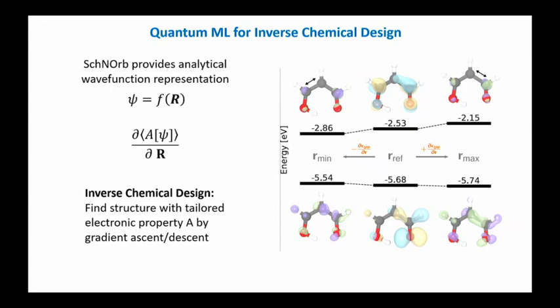So we can ask questions like, give me the structure that will minimize or maximize a certain electronic property. So if I think about the HOMO-LUMO gap of this molecule, I can calculate exactly the gradient that will point to the structural change that maximizes or minimizes it. So if I stretch this bond, I maximize it. If I stretch this bond, I minimize it. And you'll see in a minute a good application that pushes this to the next level.